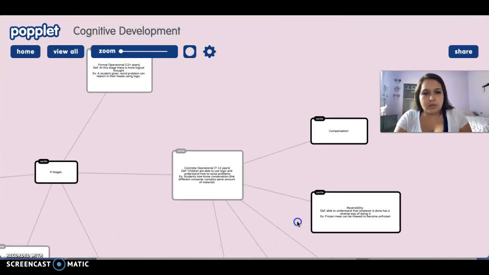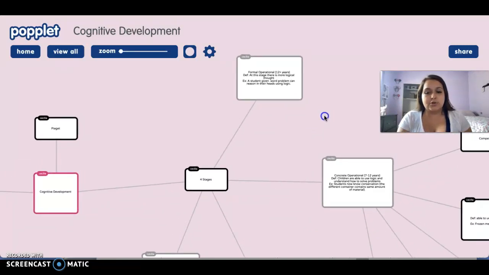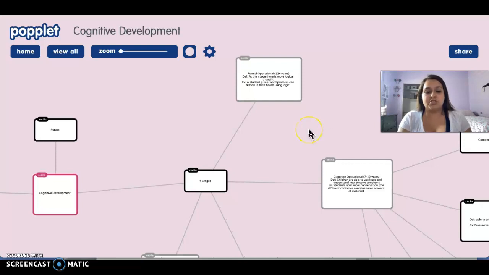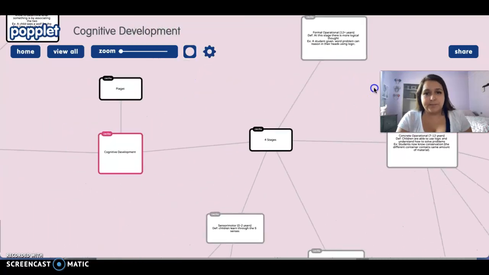And then we have the formal operational stage, which is 12 years and up. At this stage, there's more logical thought. An example is a student given a word problem who can reason in their head using logic and reasoning. They're able to do more complex things than a child at the sensorimotor or concrete operational stage. So those are all four stages.